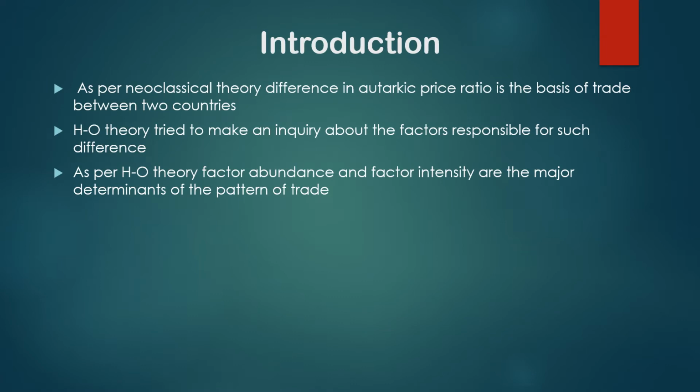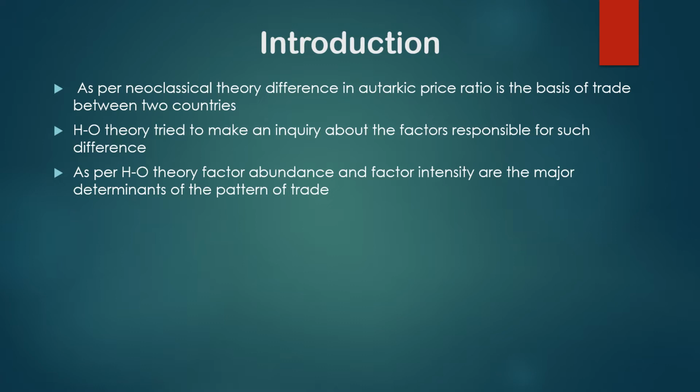Let us consider the modern theory of trade. In the neoclassical theory of trade, we have already found that the difference in autarkic price ratio is the basis of trade. But why does the autarkic price ratio differ from country to country?